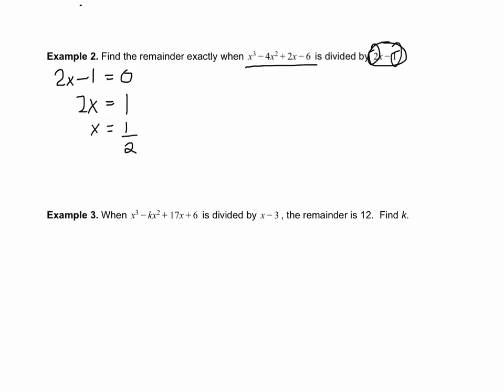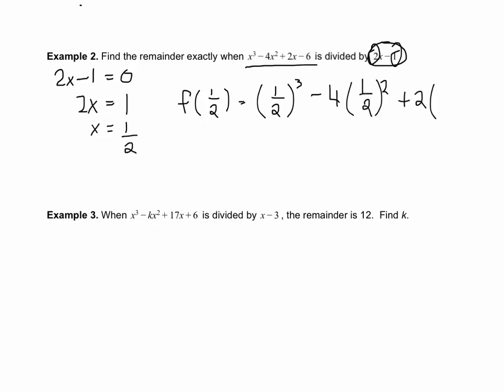So subbing in f at 1 over 2, we're going to plug that into each of our x values. We're going to have 1/2 cubed minus 4 times 1/2 squared plus 2 times 1/2 minus 6. And solving that, we should get negative 47 over 8. Keep it in fraction form.